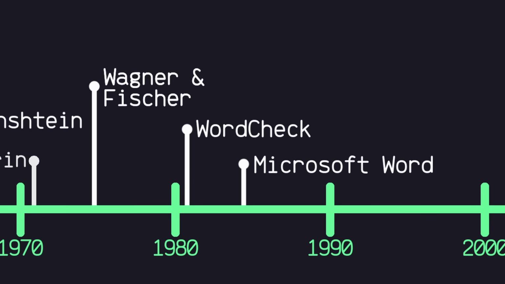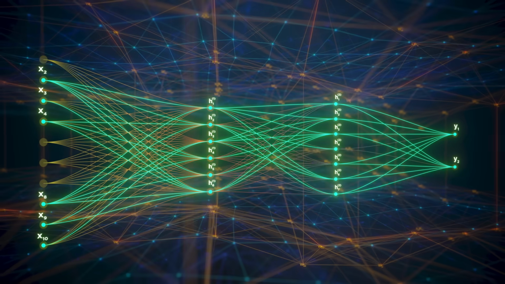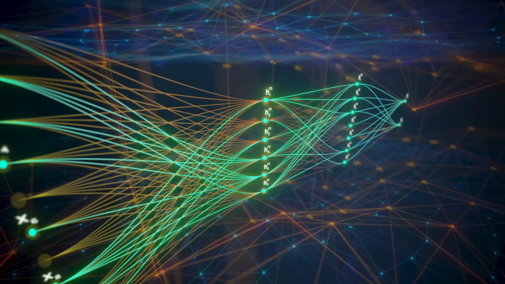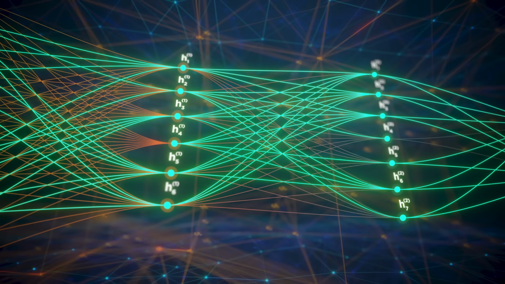Popular programs like WordCheck and Microsoft Word in the 80s and 90s utilized more evolved and optimized versions of these algorithms. Fast forwarding to today, as you can imagine, many modern spell checkers now incorporate techniques such as natural language processing to understand context of the sentence in order to suggest more appropriate word corrections.